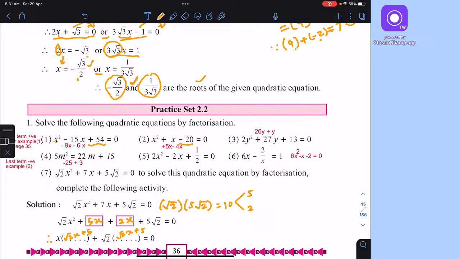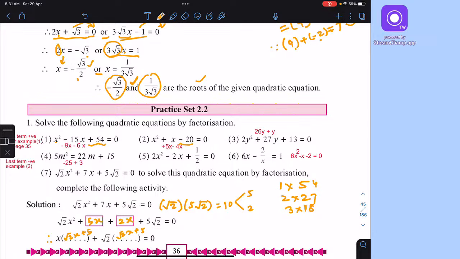So you want factors of 54. So 54 you can have several factors. 54 can be 1 into 54, 2 into 27, 3 into 18.